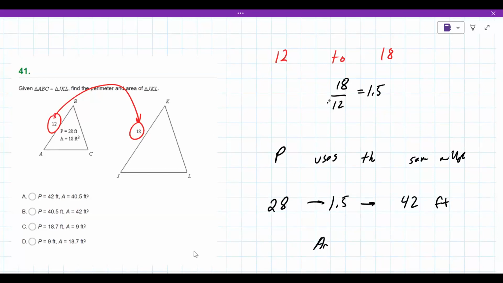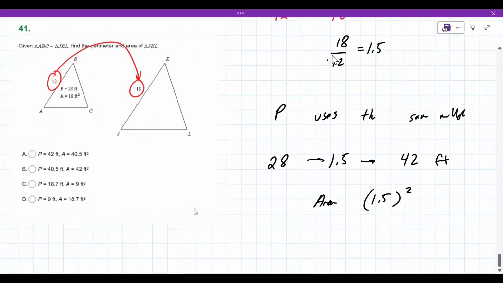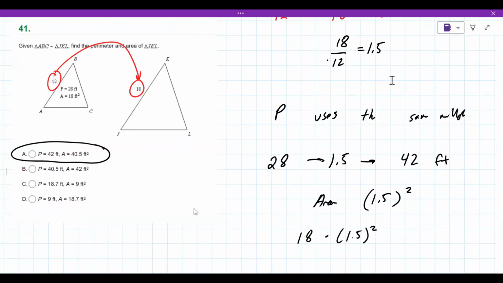And then, to do area, you use the factor squared. So you take that 18 and multiply it by 1.5 squared. You don't need to do that because you already have the perimeter, but that is the ratio. So perimeter might be something to put on your reference sheet. It uses the same scale factor. The area, it's the scale factor squared. Gotcha. Yeah, no, that's pretty simple.